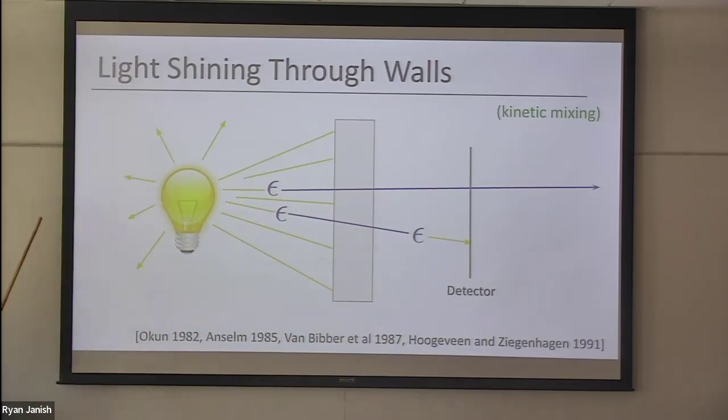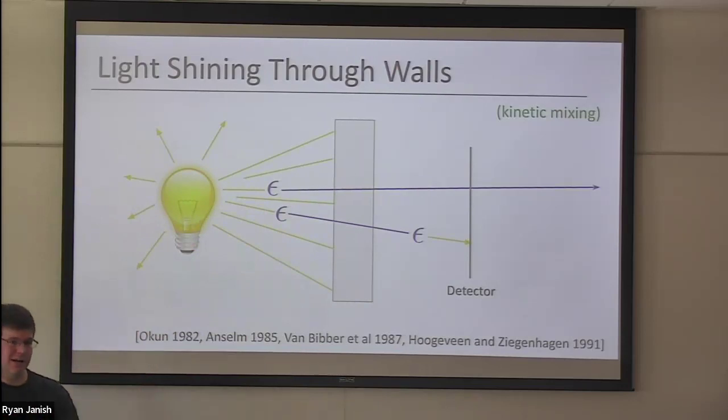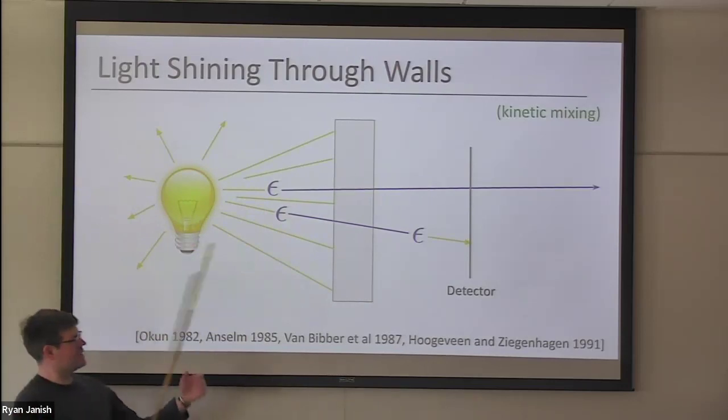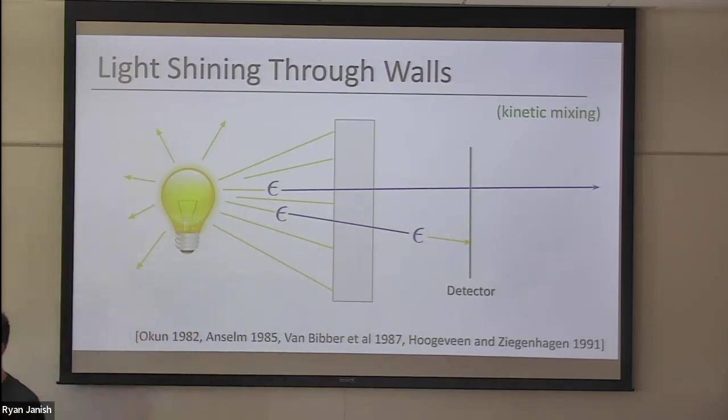But if you now have this hidden photon in your theory, you have this process, as I've indicated here, where, in the mixing picture, by paying some price epsilon in your amplitude, a photon can mix into the hidden photon, which then, remember, doesn't interact with charges. So it goes through the wall. It also means it doesn't interact with the detector, but it could mix back, and then you would have a signal. So that's the process you're looking for.